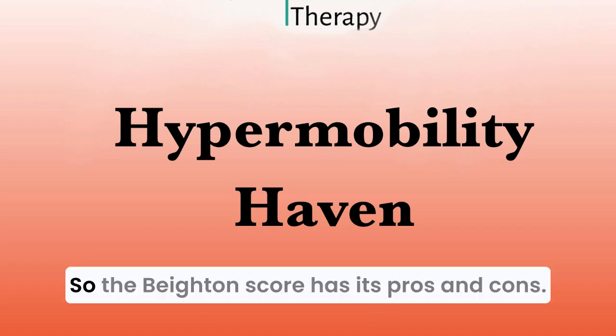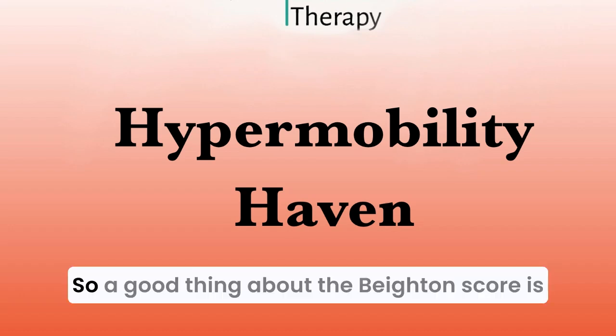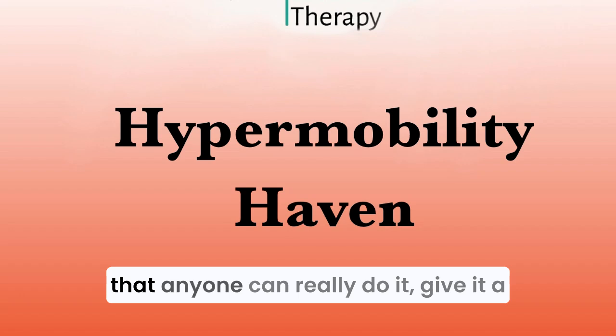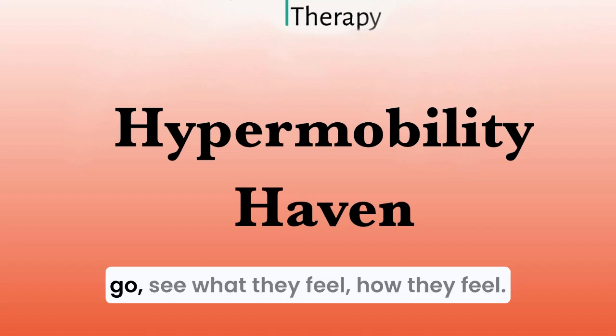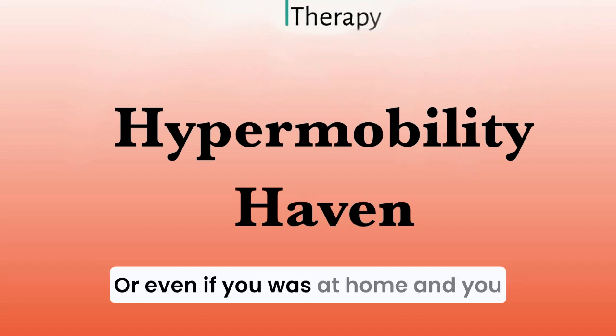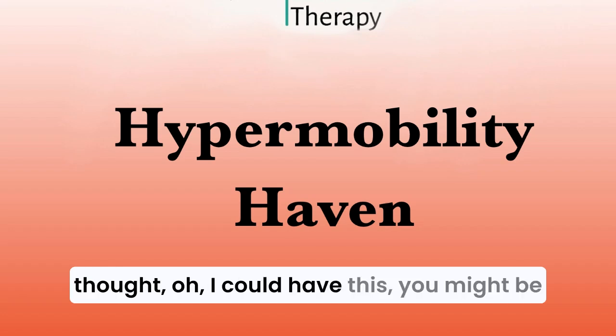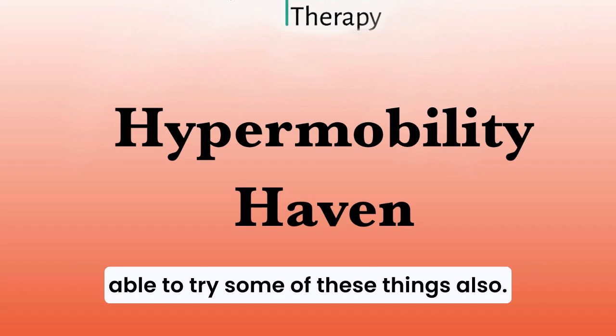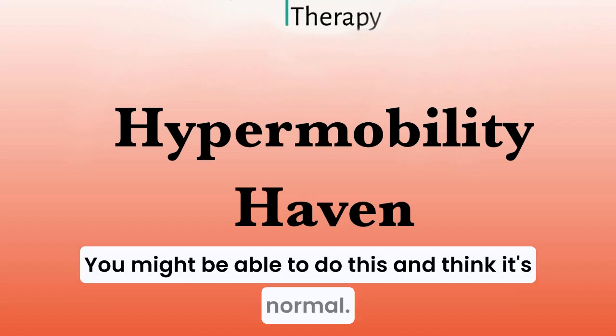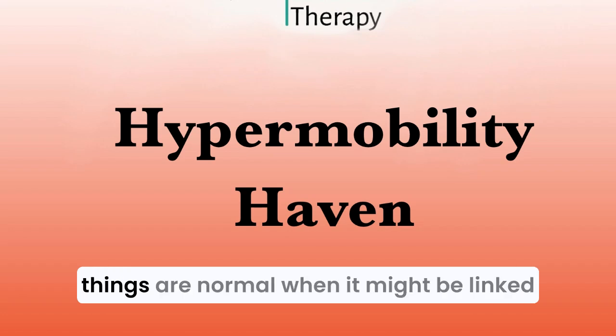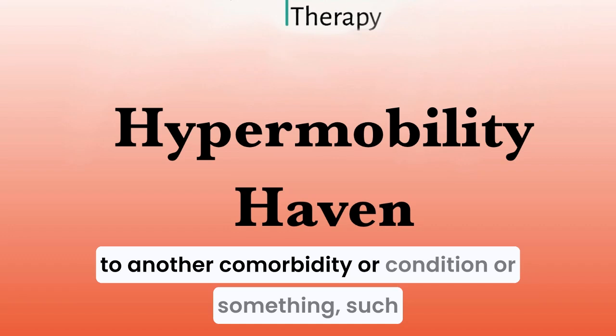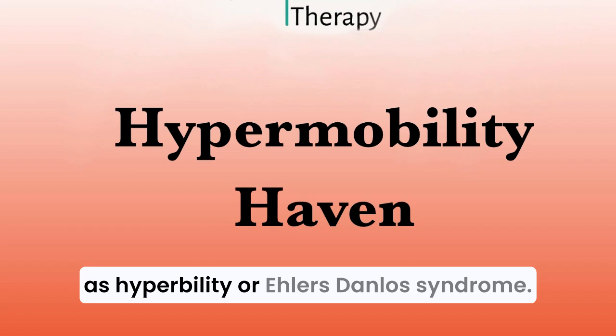So the Beighton score has its pros and cons. A good thing about the Beighton score is that anyone can really do it, give it a go, see what they feel, how they feel. Or even if you were at home and you thought, oh, I could have this, you might be able to try some of these things. Also, you might be able to do these and think it's normal. A lot of people think some of these things are normal when it might be linked to another comorbidity or condition such as hypermobility or Ehlers-Danlos syndrome.